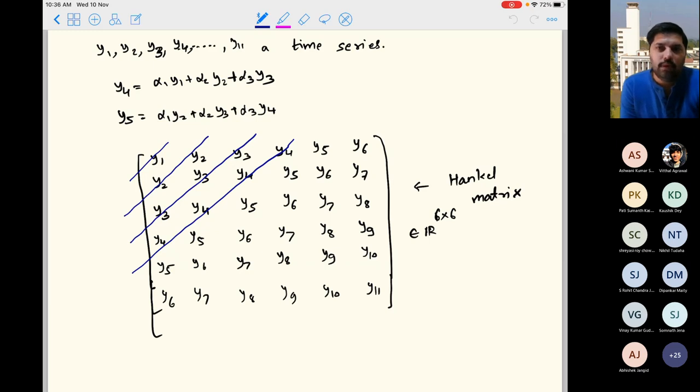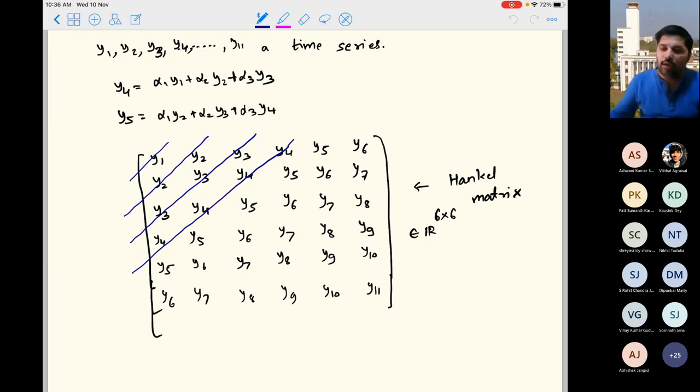So 3. Correct. So the rank of this matrix has to be 3, right? And why is the rank 3? The rank is 3 because of this autoregressive relationship in the time series that I have stated.